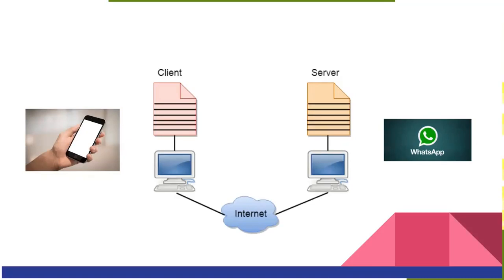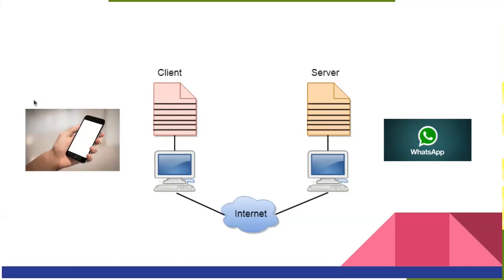Okay. So considering this case, we have one client and one server. This is a client-server architecture model, which is connected via the internet, and the client requests something from the server and the server responds to the client's request. This is how the client-server architecture model works.